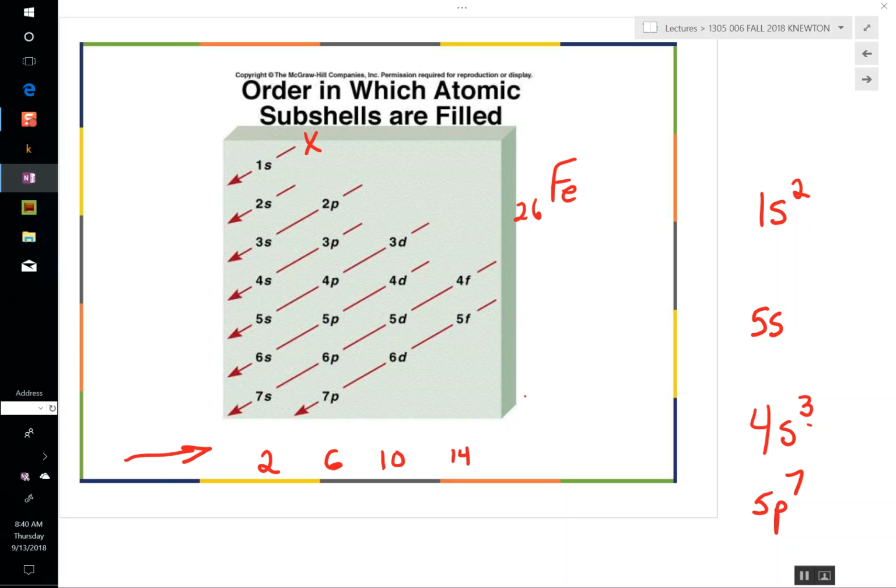Rubidium, we get all the way across there, we get to rubidium, it's 5s1. What do you think cesium ends with? 6s1. And Daniel, what do you think francium ends with? 7s1. Okay, you were a little ahead of yourself. It was an s1 ending, but we don't get the 7s1 until we get all the way down to francium. 7s1.